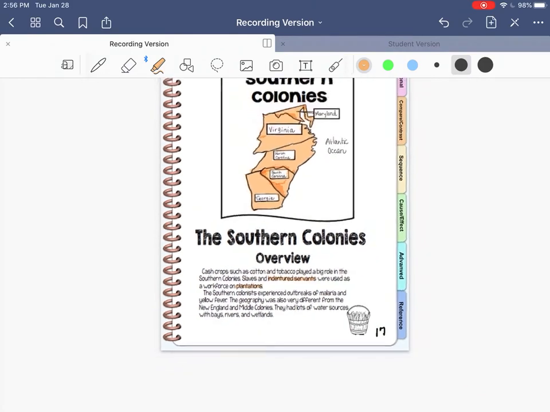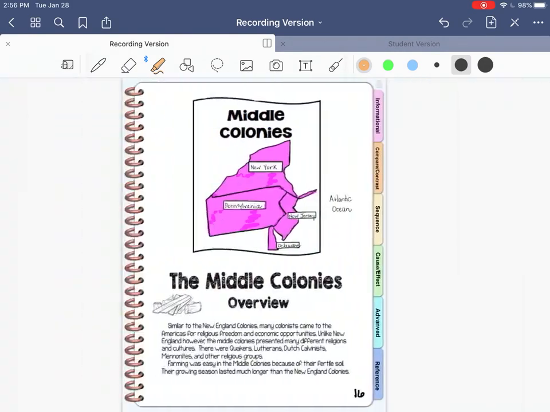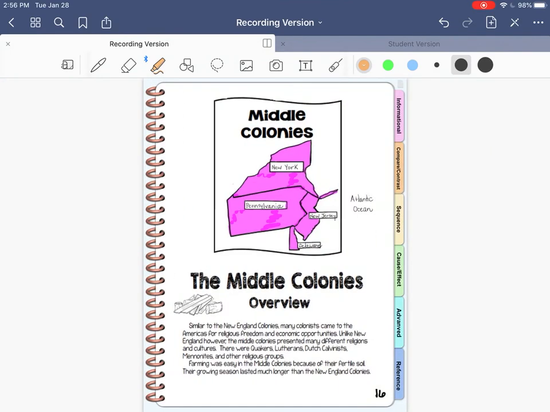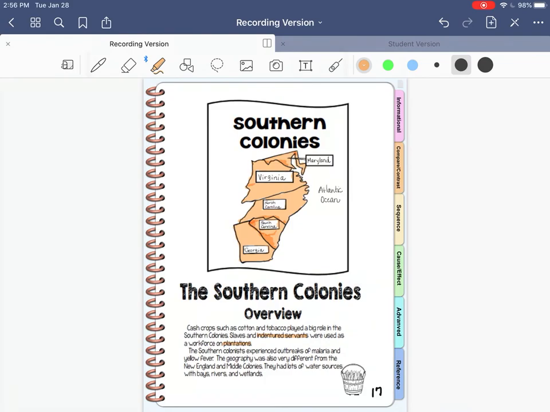So these are overviews of the colonies by region, just to give you a little more information on those. And in our next video, we will be talking about the government that these folks eventually set up and learning about how that government still works today.